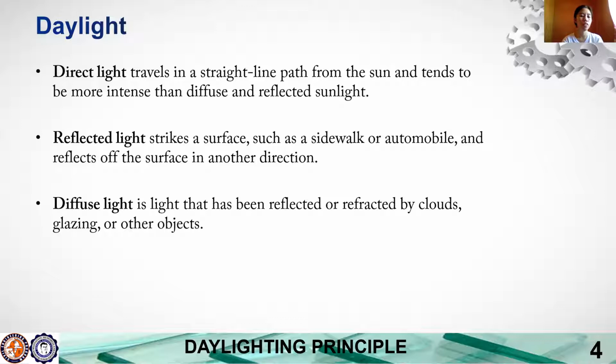So the third one is diffuse light, that has been reflected or refracted by clouds, glazing, or other objects. Most of the daylight received at the Earth's surface on a cloudy day is diffuse, and it typically results in less glare.